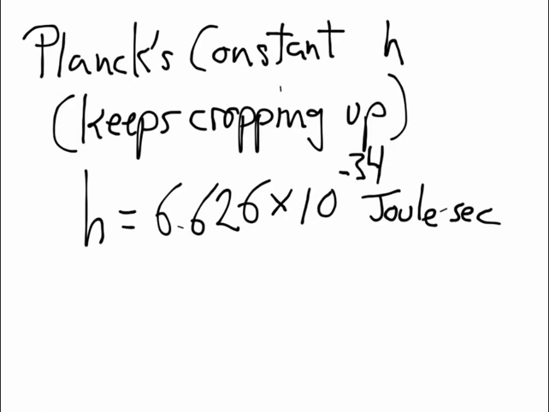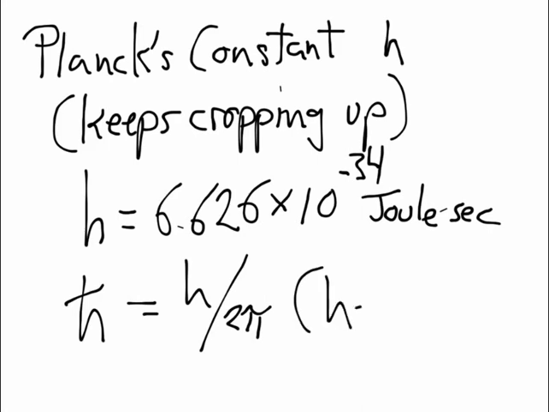We're also going to turn out to run into h divided by 2 pi all the time. We use it so much that we give it its own special name, h with a slash across the stem of the h. We call h bar. And again, that's h divided by twice times pi.